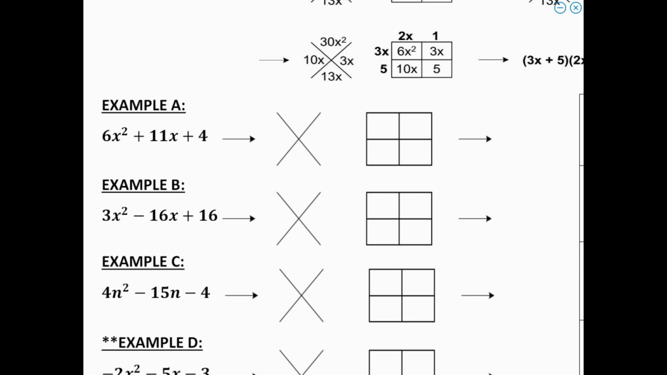Just fill in your X and your box. Fill in your X and your box. Remember that this is the A times the C. It's not just the C anymore because A is not 1. Okay. Did you get yours filled in like that?